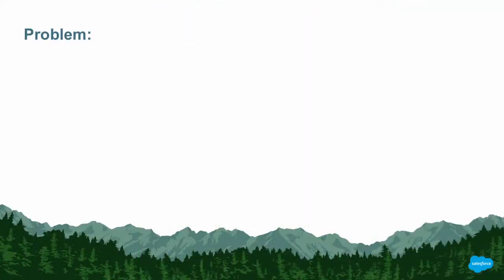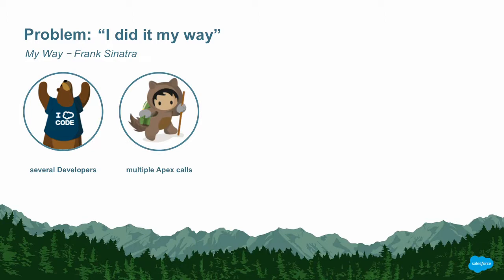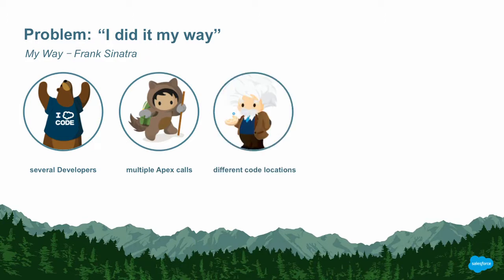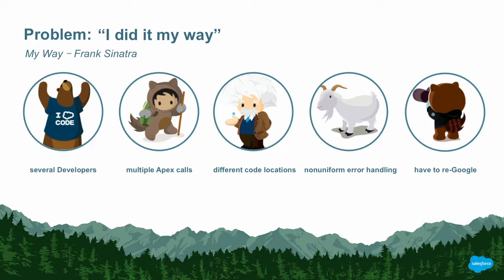And that faces one problem, because every developer, as far as I know, is a huge Frank Sinatra fan. Every developer once says, I did it my way. So when you have to implement stuff by yourself, every developer is probably doing it differently. You have several developers along your team, probably multiple Apex calls you have to do, so different code locations, probably non-uniform error handling, and also you have to re-Google that code snippet.